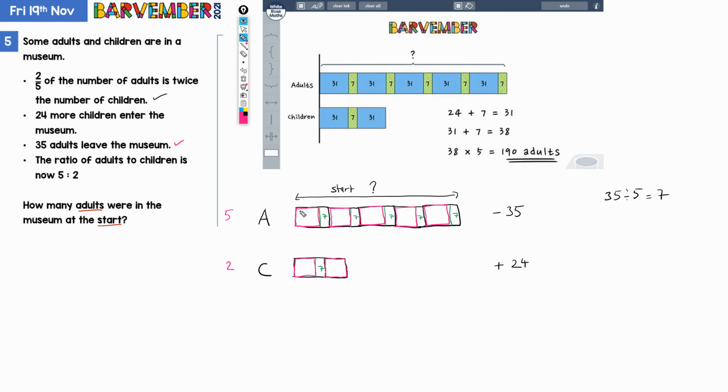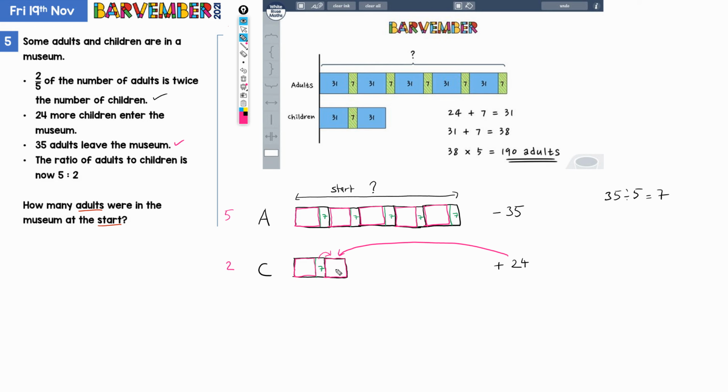We've lost the 35 children, and we now have the end scenario reflected in our 5:2. Now, what's happened to these 7 children? Because we didn't lose any children from the museum, hopefully not, okay? But we haven't lost any as far as we know. So they must be somewhere. And they must be in this bit that we have added here. So the 7 children must be in here, as must be the 24 children who came into the museum.